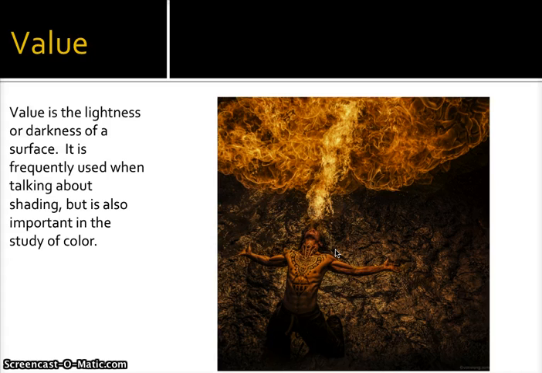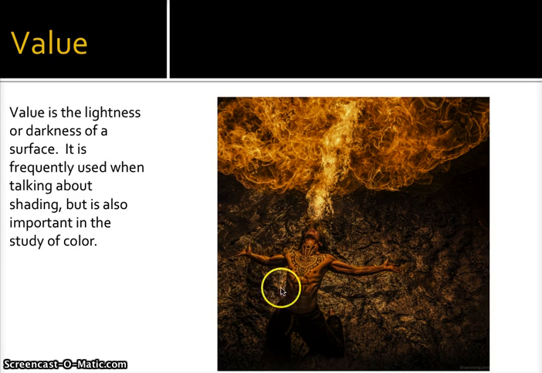Another one that has to do with value. This picture is by Ben von Wong, called Redemption of 1912. So value is the lightness or darkness of a surface. It's frequently used when talking about shading, but also important in the study of color. So this photograph is a good example of value because it has kind of a monochromatic tonality in terms of there's all these different shades of orange. So you can see a light shade of orange, a dark shade of orange, you can see a dark kind of orange in the background.